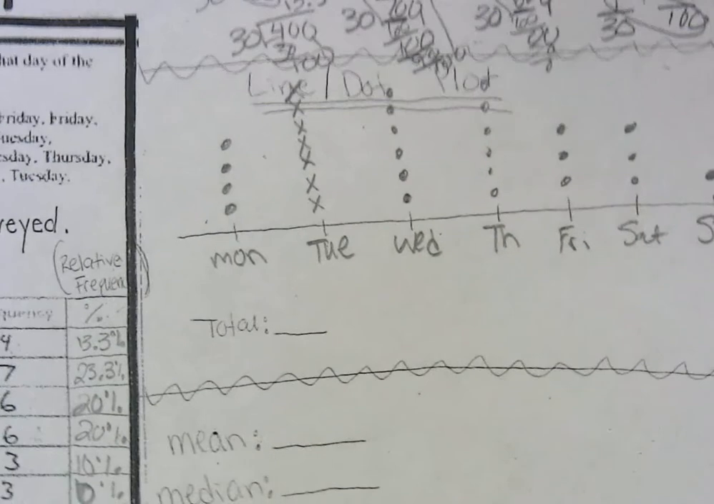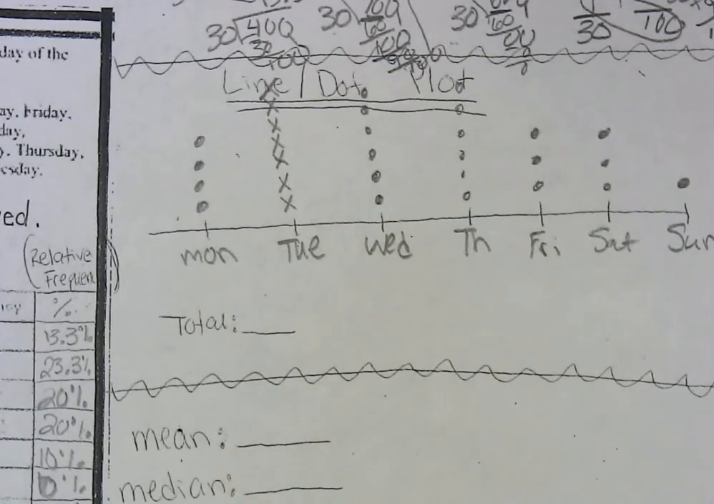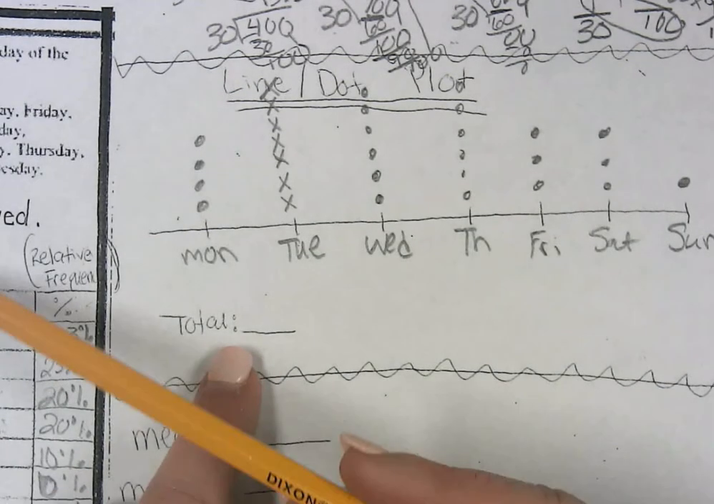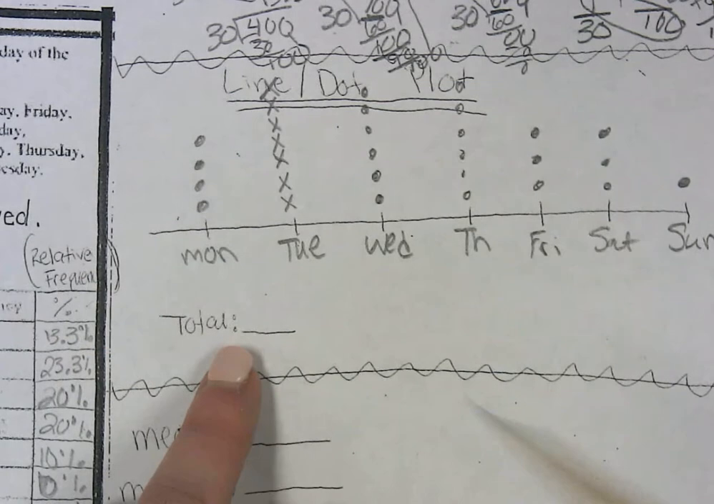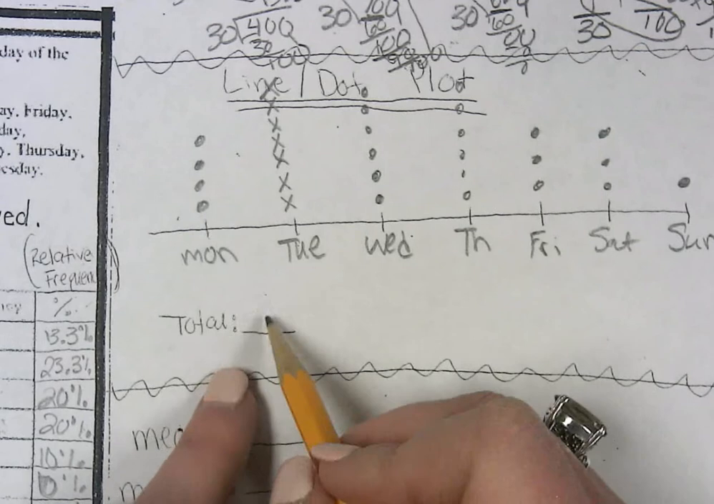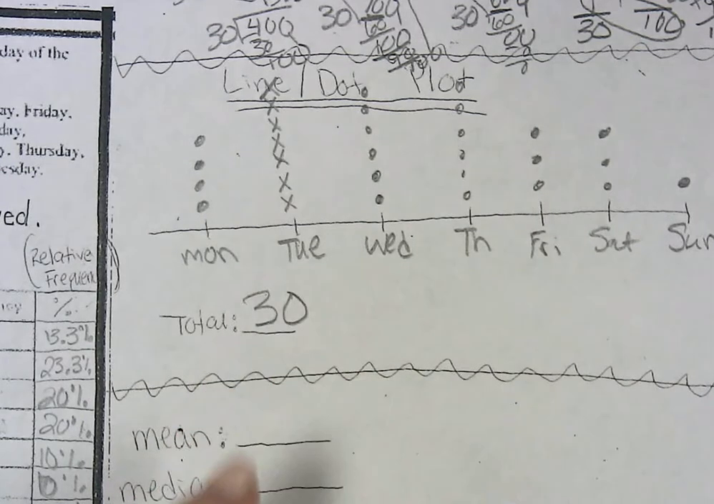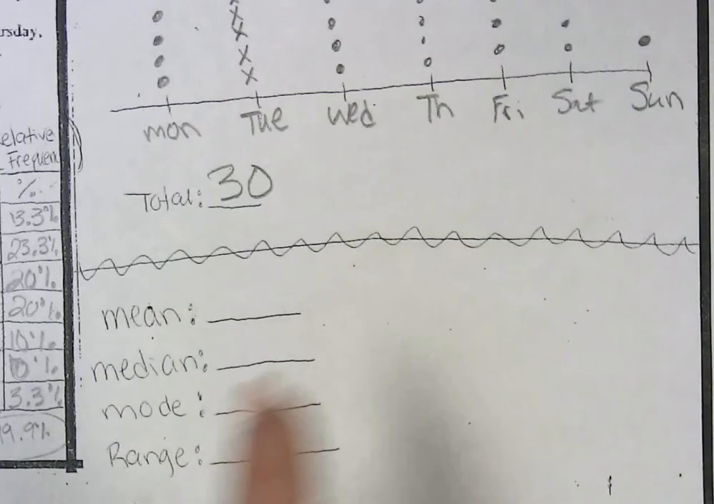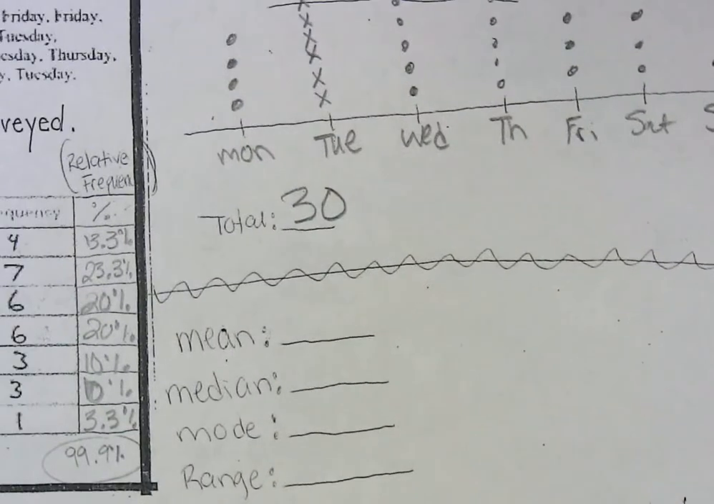Remember, each dot represents 1 person or 1 thing. If I didn't have this frequency table and I didn't already know what the total students were, if I just counted my dots, you should have 30 dots, right? And now we can take all of this information. If I wanted to know more about my data, if I wanted to know the mean, median, mode, or range of my data, I can either look at my line plot or we could look back at our frequency table, whichever one you like to look at.